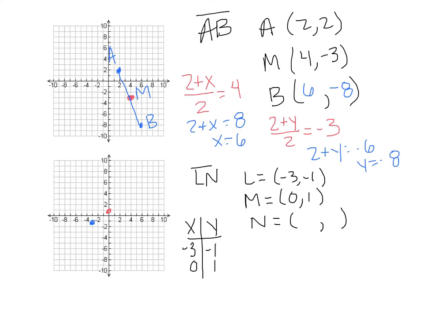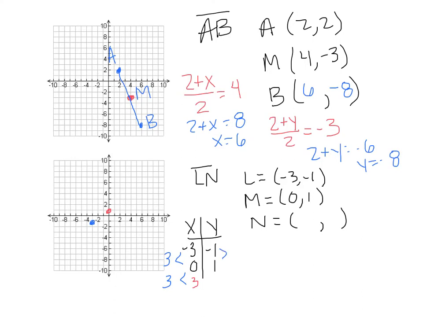Well, we know that the midpoint is halfway. So if I travel on the x's, I go from negative 3 to 0, I go up 3. So to get to the other half, or the other endpoint, I'm going to have to go the same distance. So I'm going to also have to go up 3. So in this case, I'm at 0, I go up 3. That means that I'm going to end up at the point 3. Now we'll do the same thing with the y's.